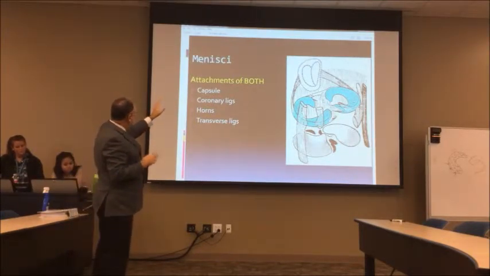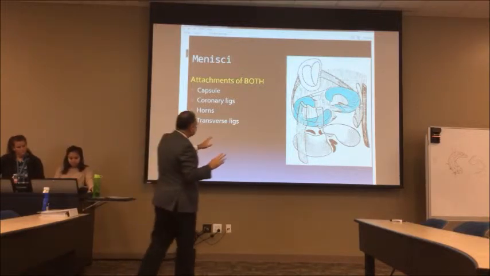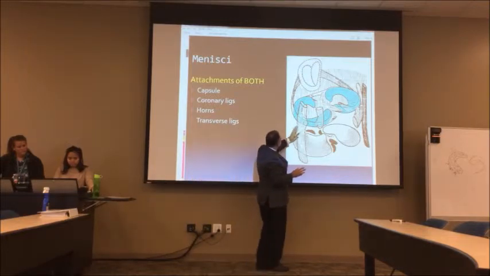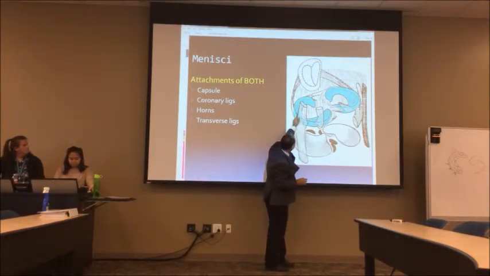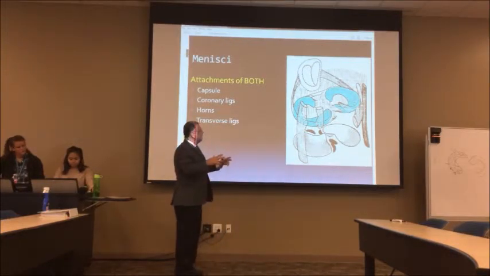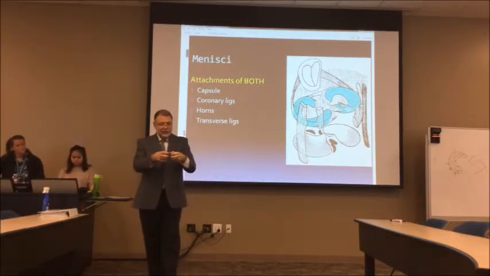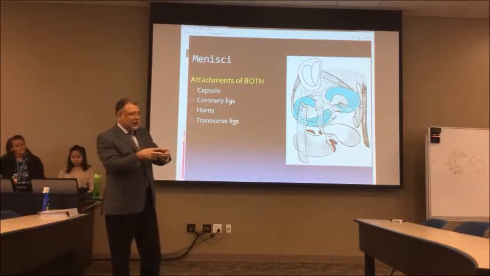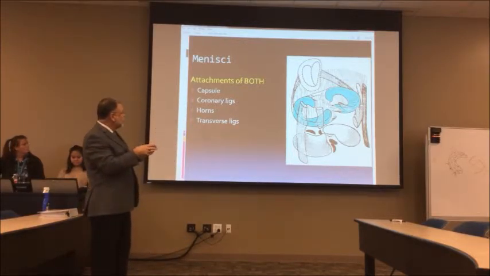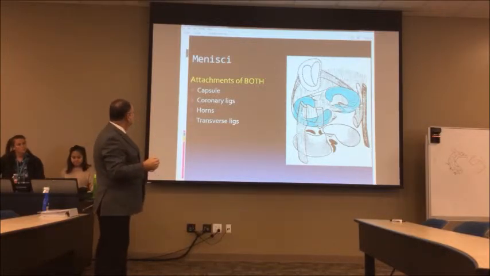Important to understand that both of the menisci will have a capsule. This is a difficult slide, but the capsule is holding both of the menisci. Coronary ligaments are going to be holding both of them too, horns as anterior and posterior, and the transverse ligaments. So what holds both of the menisci? We'll start probably between them, and that's going to be the coronary ligaments. Also, the transverse ligaments. Horns and capsule are the other two structures.